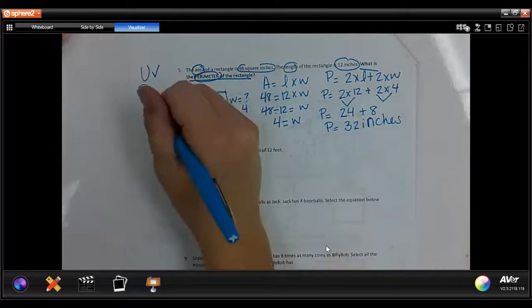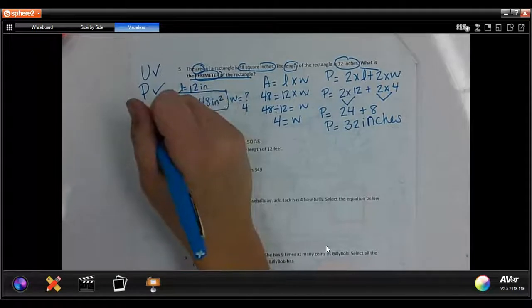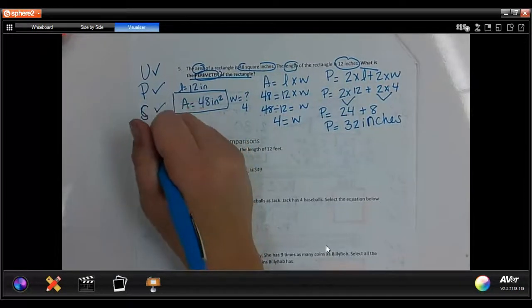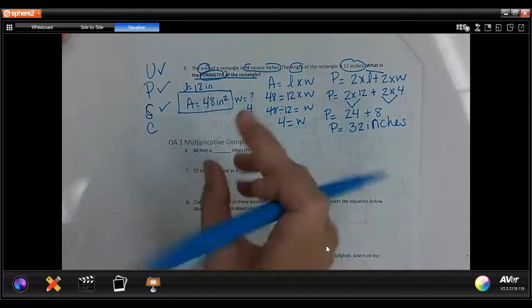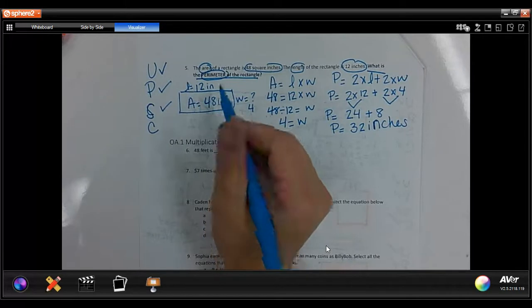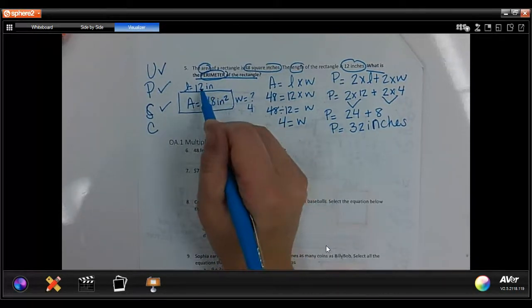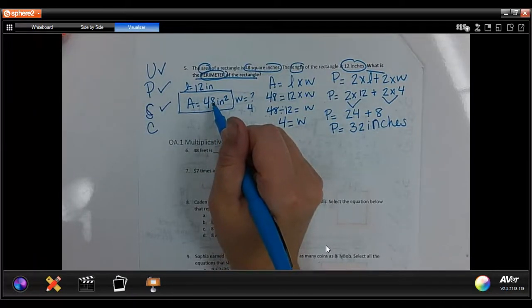Okay. I did my plan right here where I drew my picture. I solved the problem right here and right here. And now I just need to check it over to make sure it makes sense. So I could quickly add these up in my head to make sure my perimeter is right. So first I'm going to make sure my area is right, actually. So I'm going to say 12 times 4. Does that equal 48? Yes, 12 times 4 does equal 48.